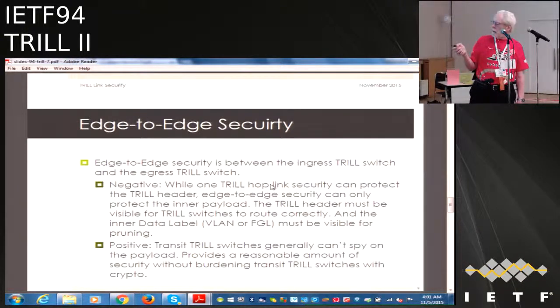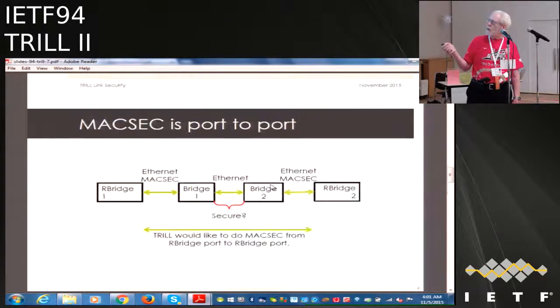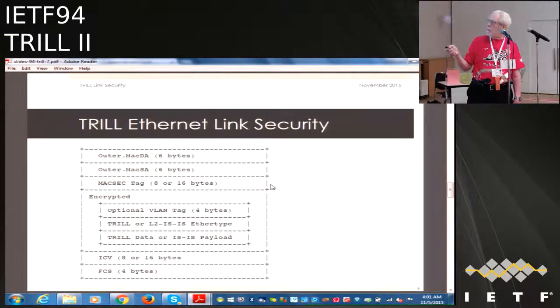Anyway, so this is what it looks like on that one hop link. Since it's only going one hop, if there's an Ethernet tag, you want it in there, but since it's going from this RBridge port to this bridge port, if it gets decrypted here, then the bridge will see the VLAN, even though the VLAN tag is inside the encryption.